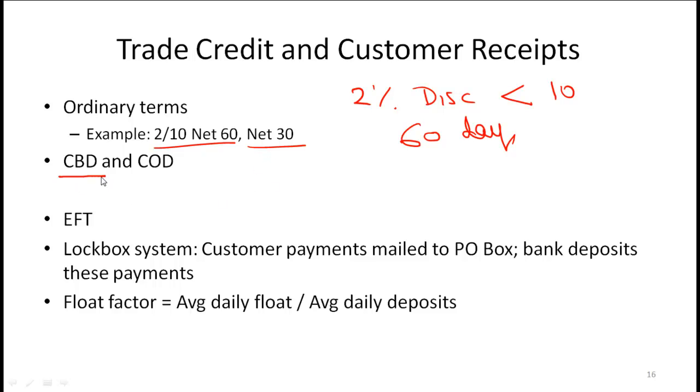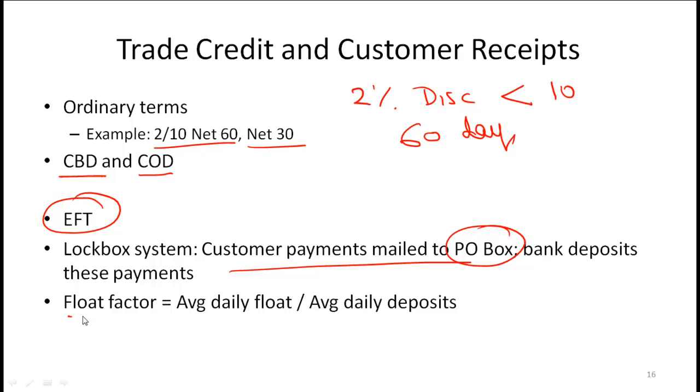CBD stands for cash before delivery, COD is cash on delivery. There are different mechanisms that allow you to speed up your collections. One is called EFT, or electronic funds transfer, where money is transferred directly from your customer's bank to your bank. A lockbox system is a system where a customer mails payments to a given PO box, and these payments are then collected daily and deposited in your bank.